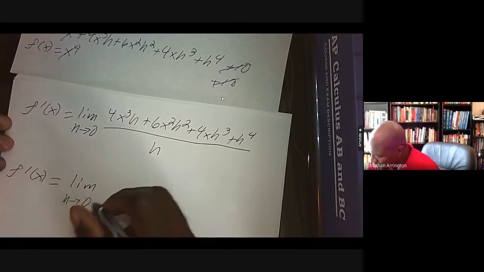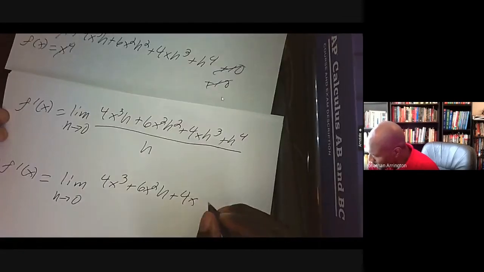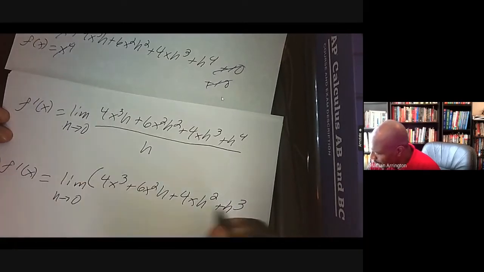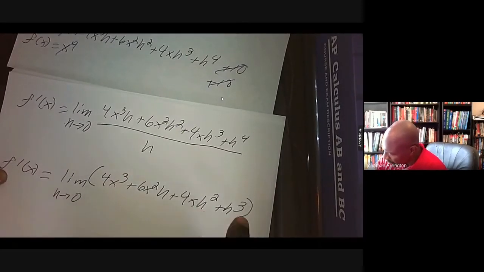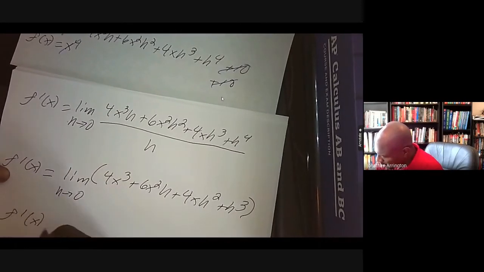It gives me the limit as h goes to 0 of 4x cubed plus 6x squared h plus 4x h squared plus h cubed. And again, to find this limit, I'm going to plug in 0 for h. So everything that has an h in it is going to turn to 0, 0, 0, 0. So I'm left with 4x cubed. So f prime of x is 4x cubed.